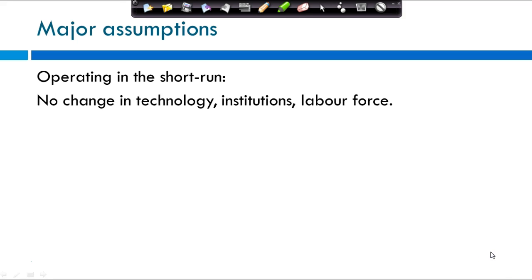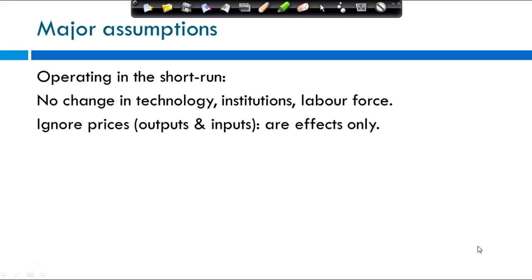For our purposes, what that boils down to is that we're going to assume there's no change in technology, no change in major institutions, no changes in consumer habits, and no change in the size of the labour force. The period of time we're looking at is sufficiently short that we can assume that these things aren't going to change. These things take a long time to change. So since we're talking about the short run, we can hold them constant.